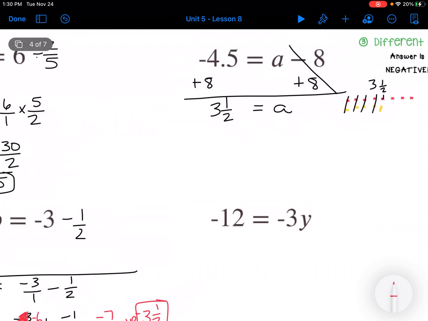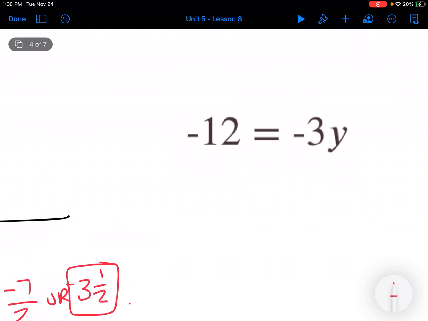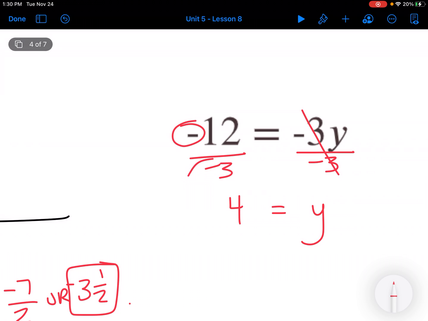Okay, this one, we're multiplying by our variable, so we're going to divide on each side. We want to get it so that if we've multiplied, we're going to divide. So -3 divided by -3 leaves me with 1y. So 12 divided by -3 leaves me with 4, and it's going to be positive because both of these are negatives. When the signs are the same, the answer is positive.